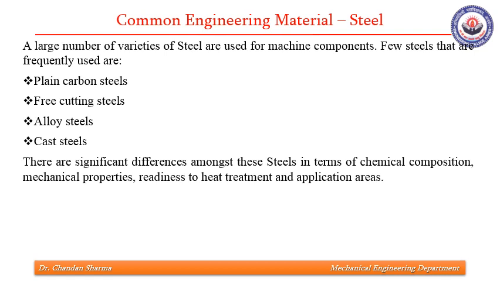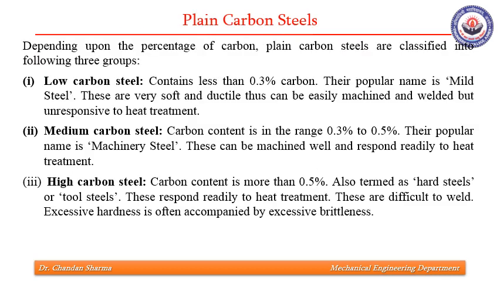Let us talk about steels. A large variety of steels are used for machine components. A few steels that are frequently used are plain carbon steel, free cutting steel, alloy steel, and cast steel. There are significant differences among these steels in terms of their chemical composition, mechanical properties, readiness to heat treatment, and application areas. This is the most common classification of plain carbon steel. Depending upon the percentage of carbon, plain carbon steels are classified into the following three groups.